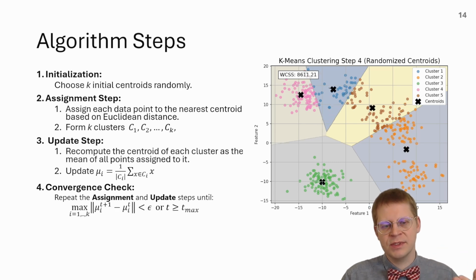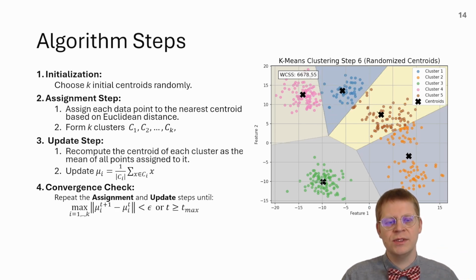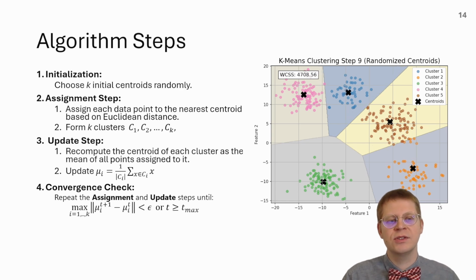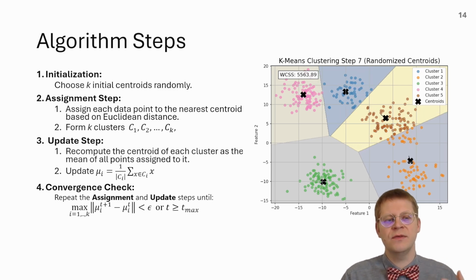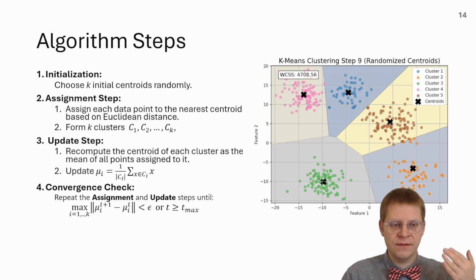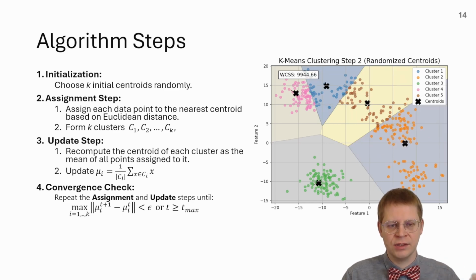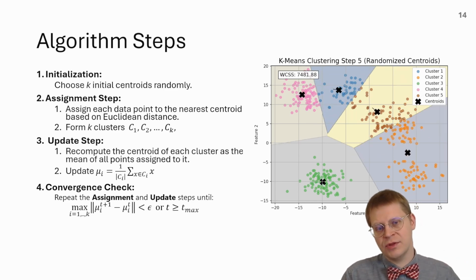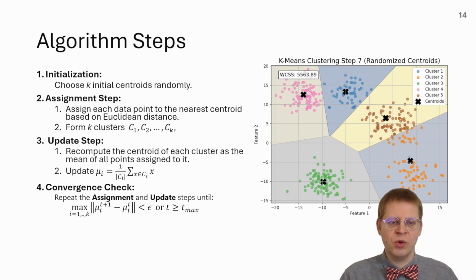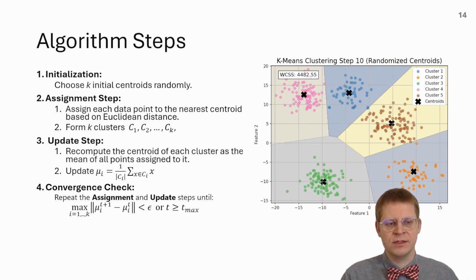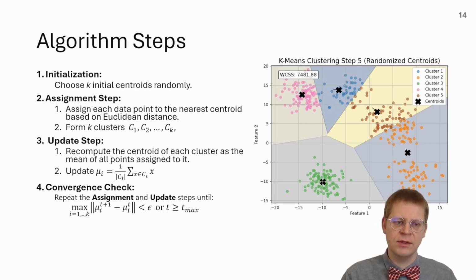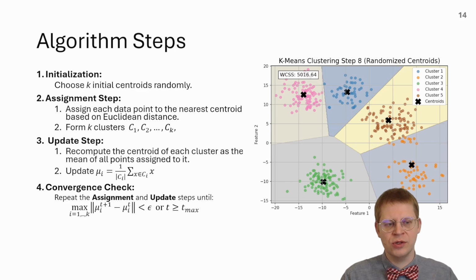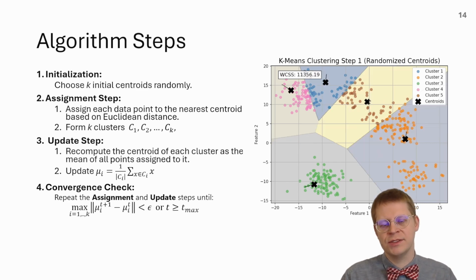The second step is assignment. Each data point is assigned to the nearest centroid based on a distance metric, typically Euclidean distance. This step involves dividing the data into k initial clusters. The third step is update. Once the points are assigned, we update the centroids by taking the mean of all the points in each cluster. This ensures the centroids move closer to the actual cluster centers.